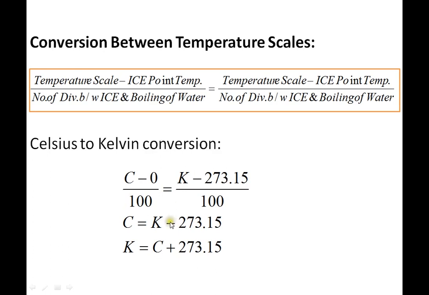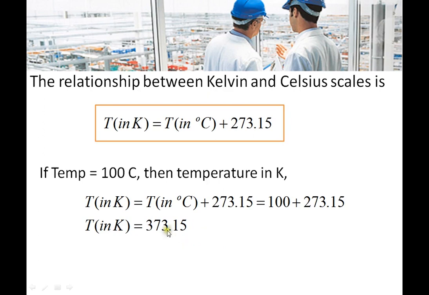If you work out the conversion, it comes to Kelvin equals centigrade plus 273.15. So if you want to convert a centigrade reading to Kelvin, it needs to be added to the value 273.15. Suppose you want to convert 100 degrees centigrade into Kelvin: if you substitute in this formula, we get 373.15 Kelvin.